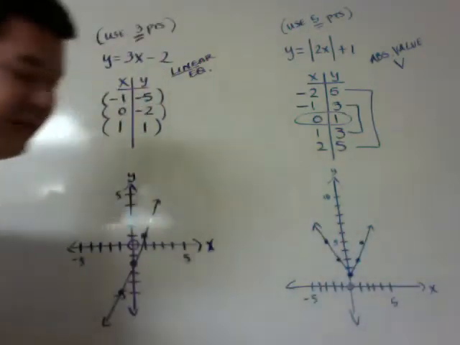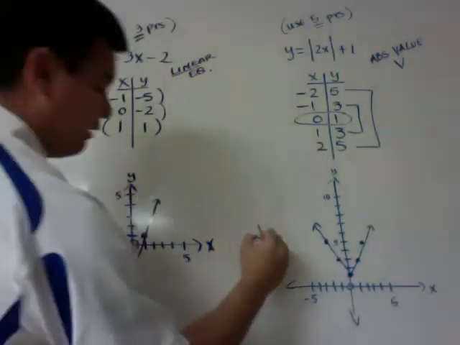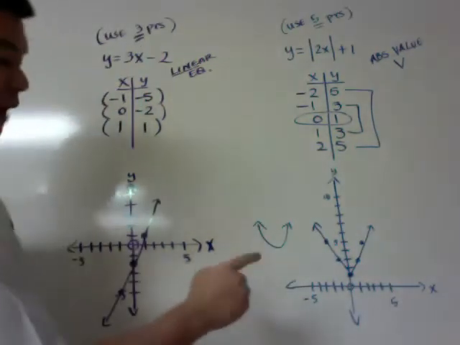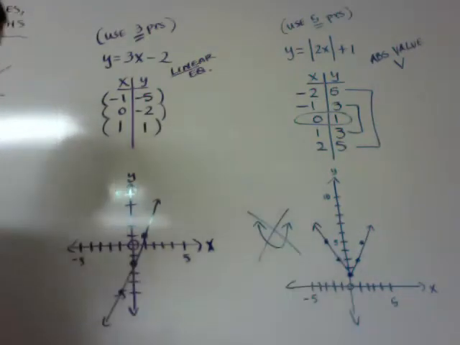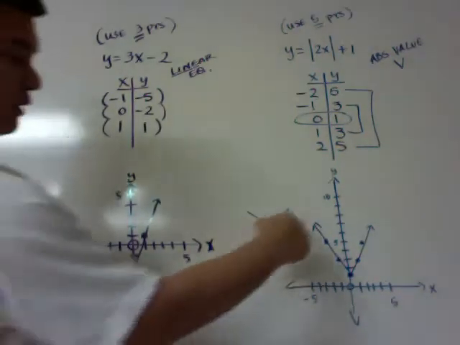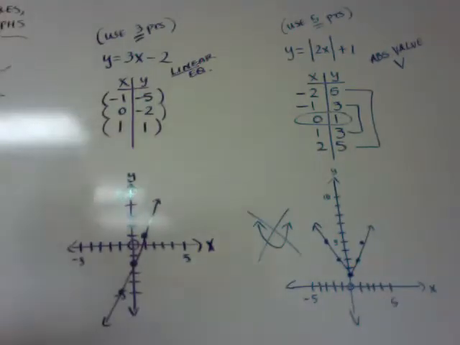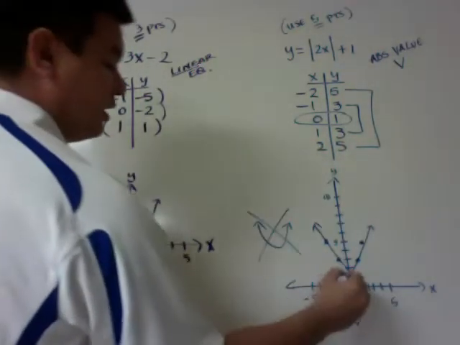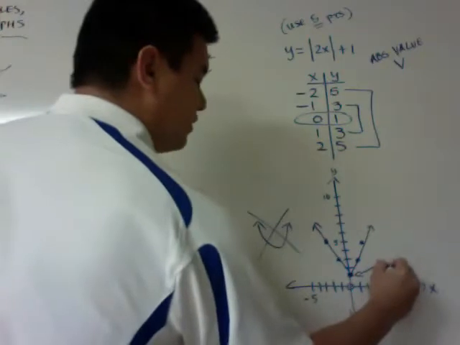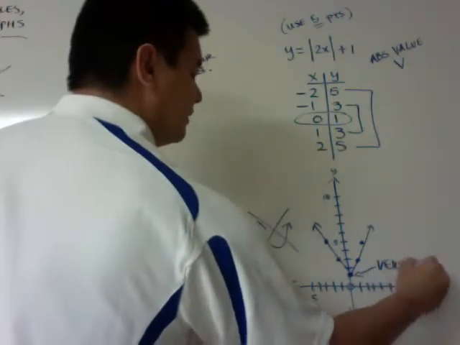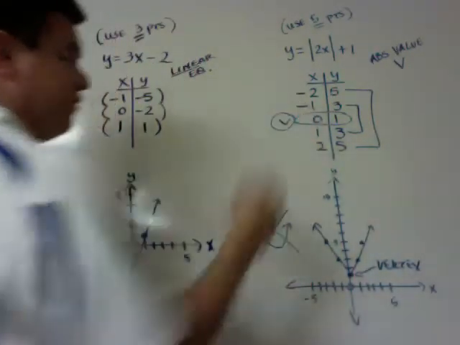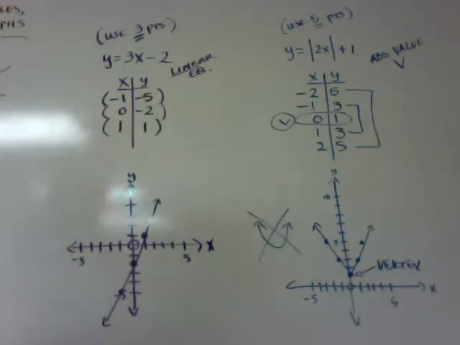Make sure you get a V, okay? Don't try to round it off into a U. Absolute value is going to be a V. Just think of absolute value V, okay? And then this bottom part is called your vertex, which is also over here. This is going to be your vertex. Okay, so 5 points, use -2, -1, 0, 1, 2.